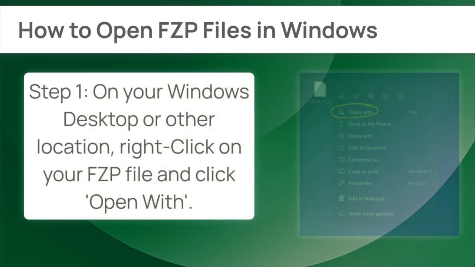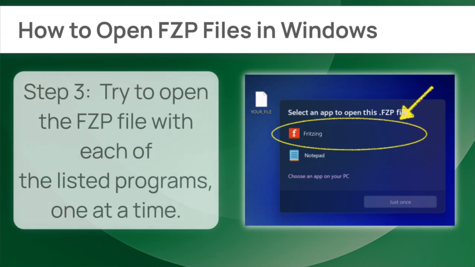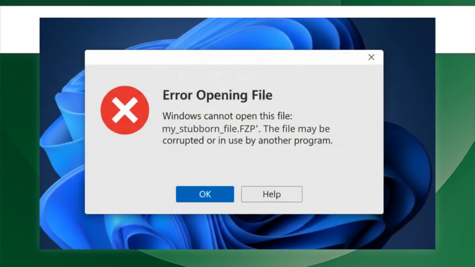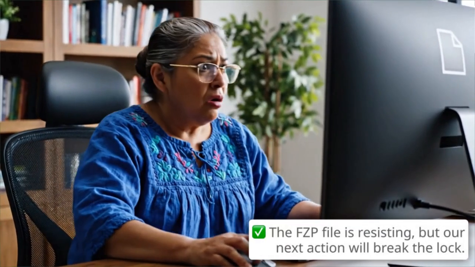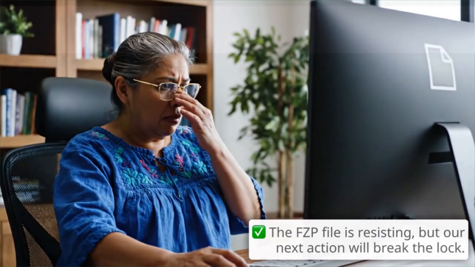Let's start the diagnostic. Right-click the FZP file and select Open With. Test Fritzing if it appears. You may need to systematically try a few applications. If your FZP file is not opening yet, that is normal. Rather than guessing, let's understand the root cause. Before we deploy the universal fix, here are the most common technical reasons your FZP file is generating this error.